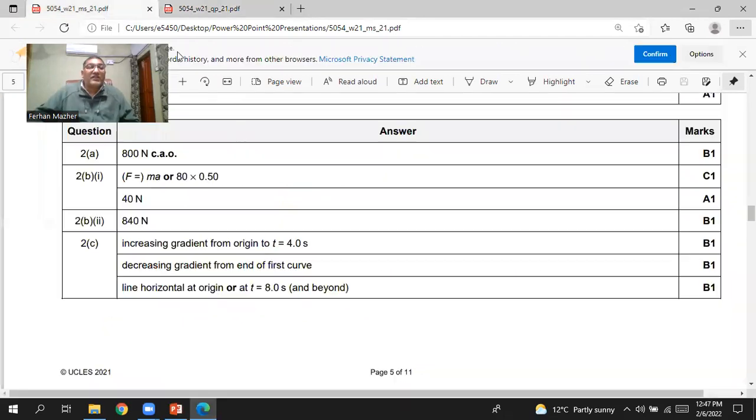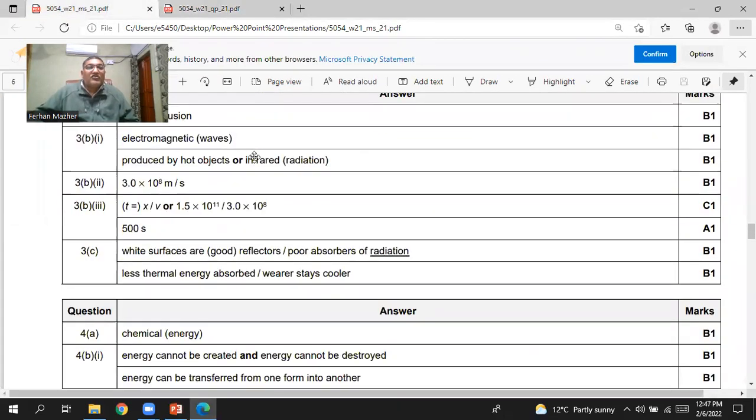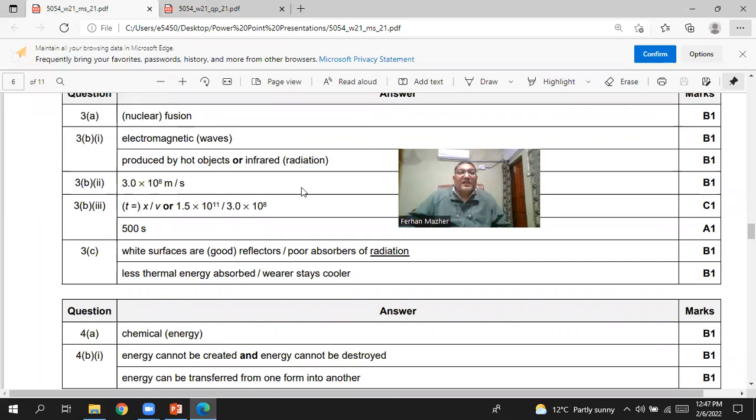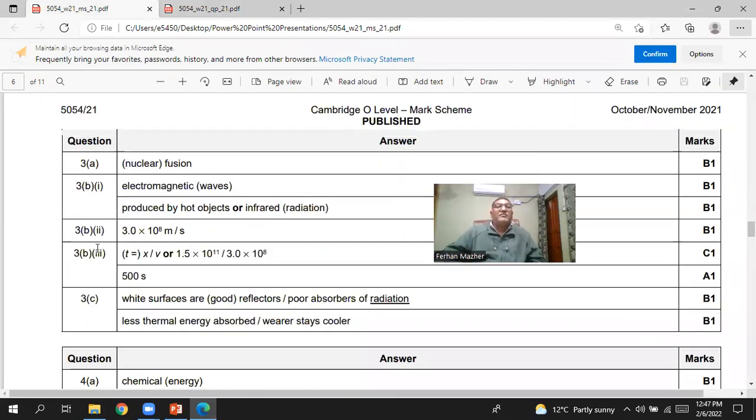So let's have a look at the marking scheme. Here we have now showing up on your screen the marking scheme for question number 3. So pause the video and take your time and read this marking scheme carefully. Check my answers, check your own answers, your teacher's answers, the answers given in the red spot, and compare those answers with the marking scheme.